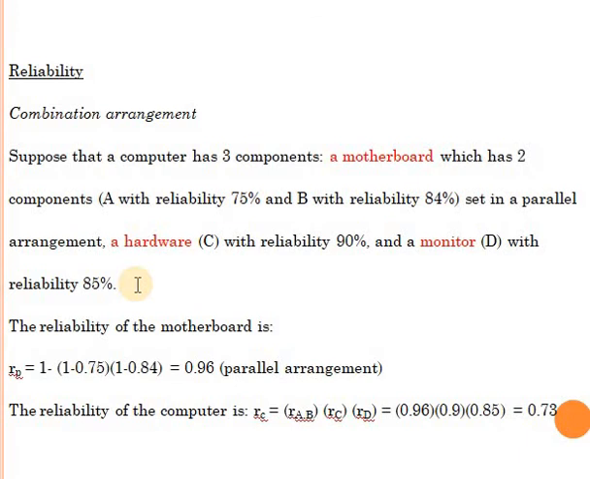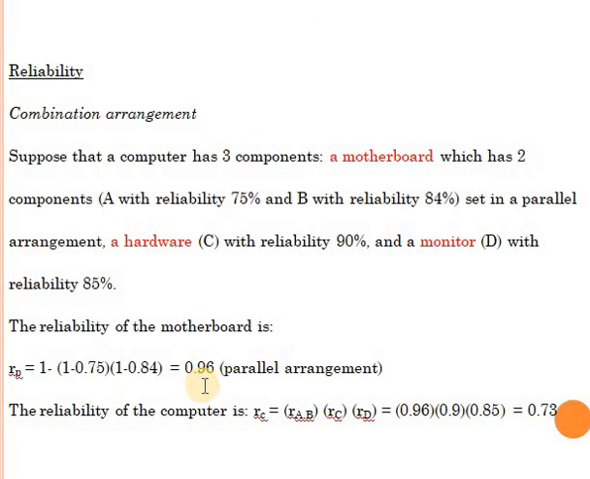So the first step is dealing with the parallel arrangement. Here I will say that the reliability of the motherboard is, as we saw previously with the parallel arrangement, 1 minus the reliability of A times 1 minus the reliability of B. It is still the same example of the motherboard, so we already know that the reliability is 96%.